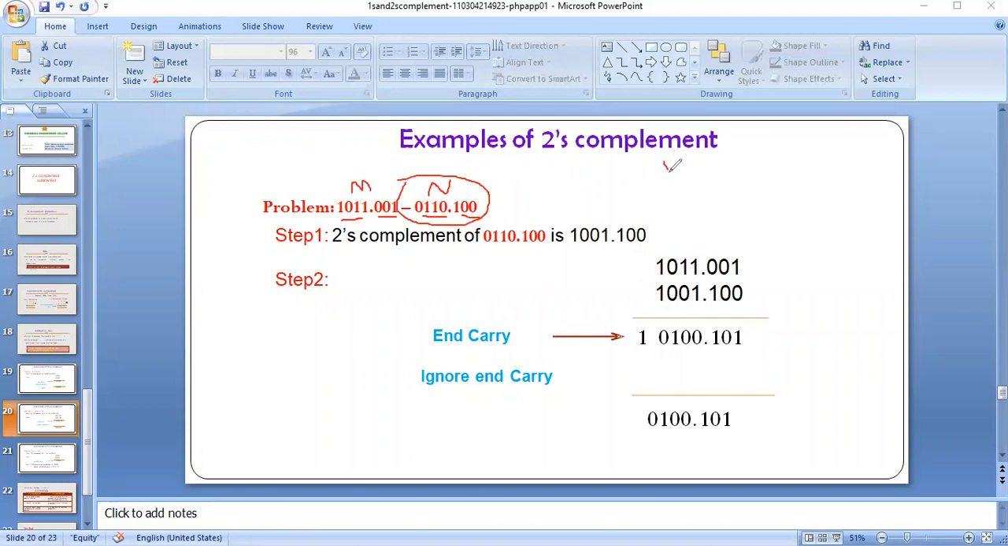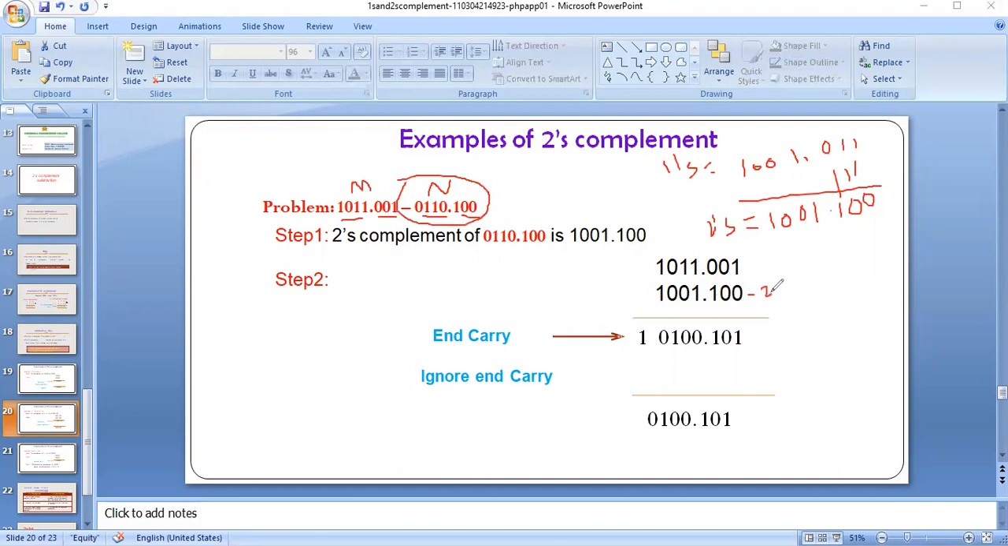First you have to find the 1's complement. So what is the 1's complement? 100.011. After that, you have to add 1 to the LSB. So after adding, 1 means 1 is the carry, 0 is the sum. 1 means 1 is the carry, 0 is the sum. So what we have here? 1, and here 10001. So this will be the 2's complement result.